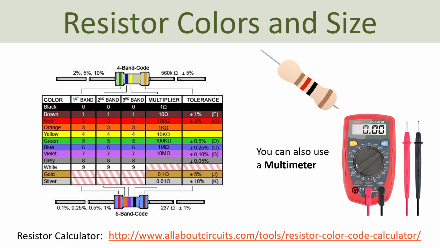So in order to find a resistor, you can of course use a multimeter in order to measure the resistance through the resistor, or you can find a calculator on the internet and see these different colors in order to find the correct resistor to use in this application.